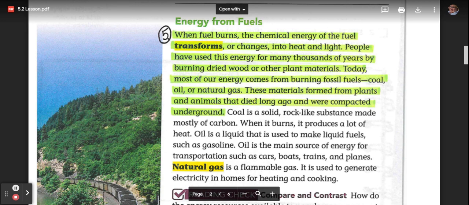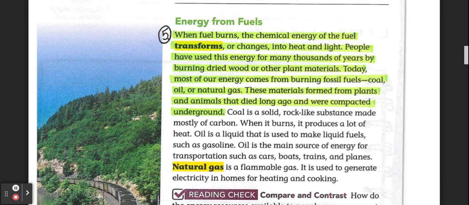Okay, so if you have your book, this is what I would have you highlight in my class because this really has a lot of information in it. It talks about how when we burn fuel from the ground, it changes forms. It changes from whatever it was to a light or a heat. And again, just like with burning wood, this burns as well. So what we use now is what we call right here fossil fuels.